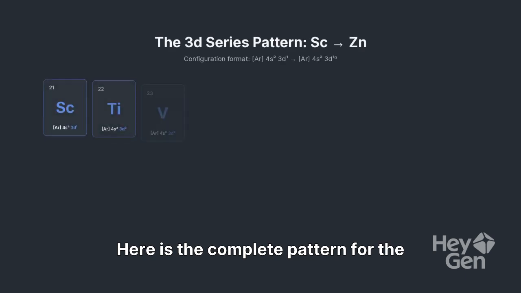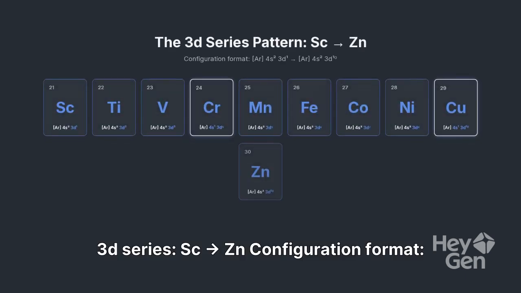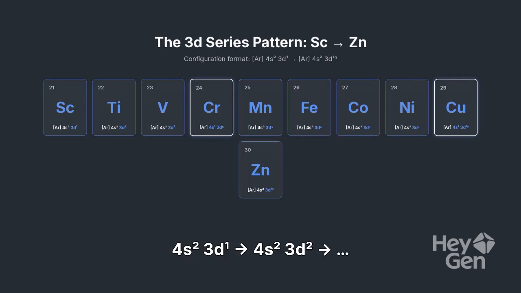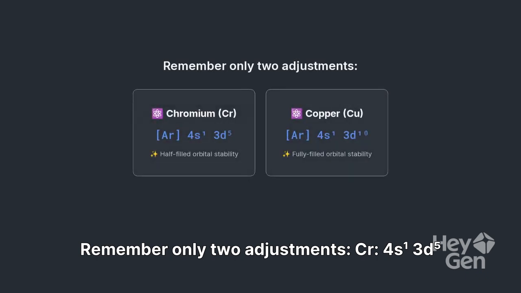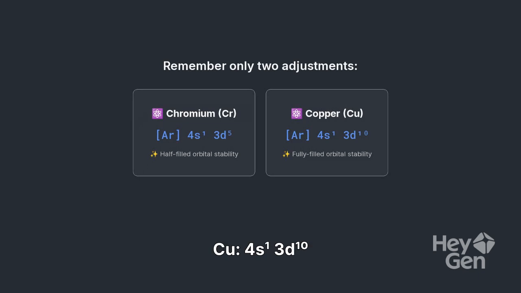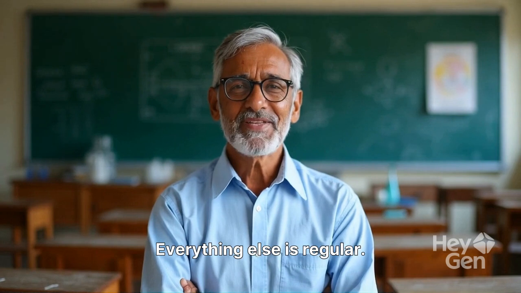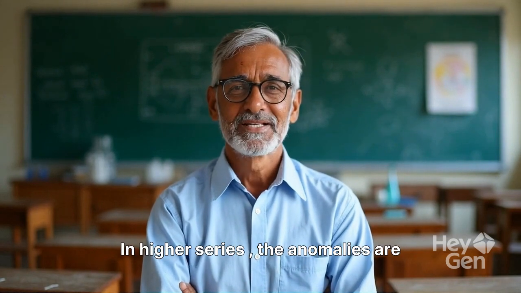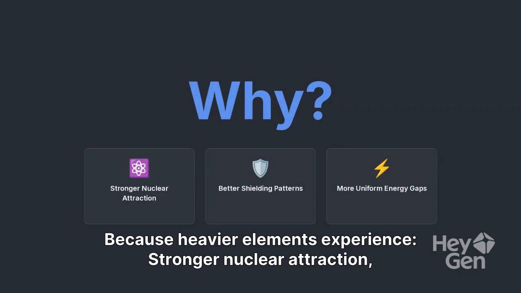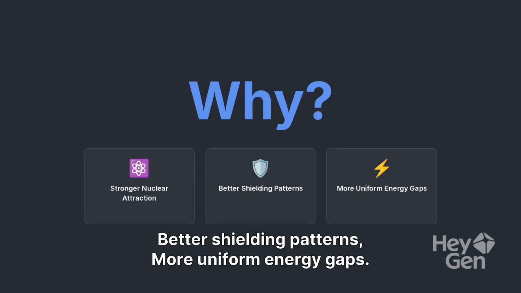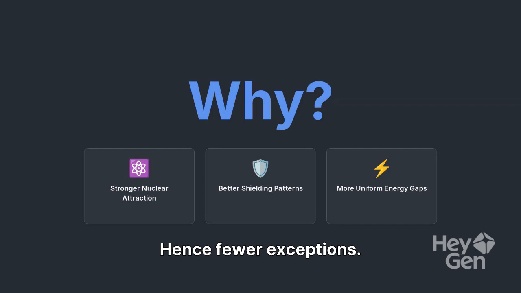Here is the complete pattern for the 3d series. Sc to Zn configuration format: 4s² 3d¹, 4s² 3d², 4s² 3d³, and so on. Remember only two adjustments. Cr: 4s¹ 3d⁵, Cu: 4s¹ 3d¹⁰. Everything else is regular. In higher series, the anomalies are smaller than the 3d series. Why? Because heavier elements experience stronger nuclear attraction, better shielding patterns, more uniform energy gaps, hence fewer exceptions.